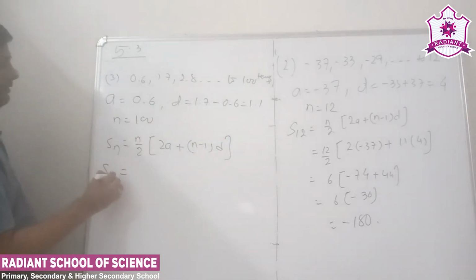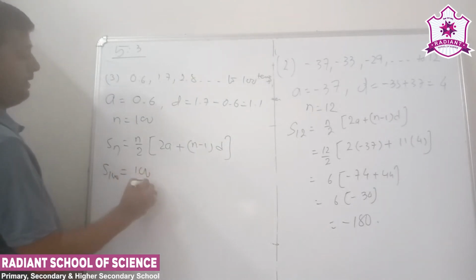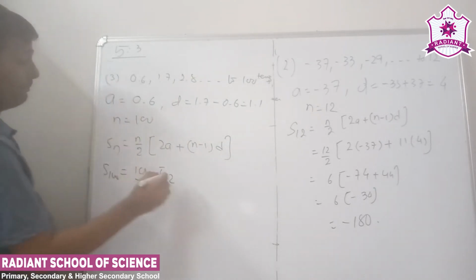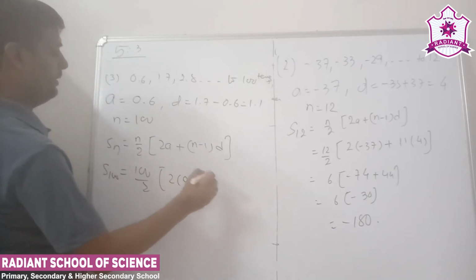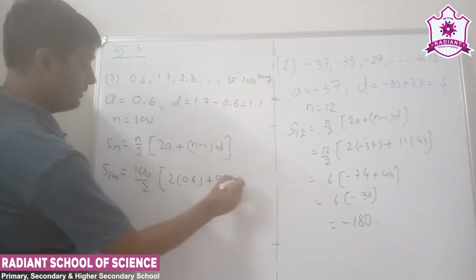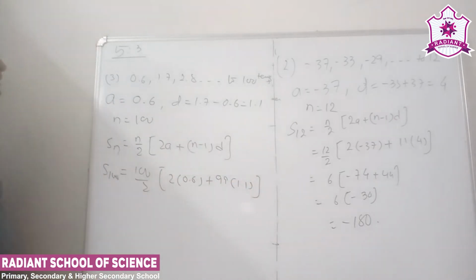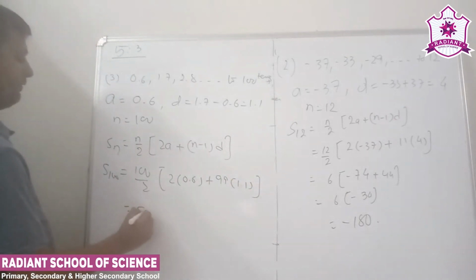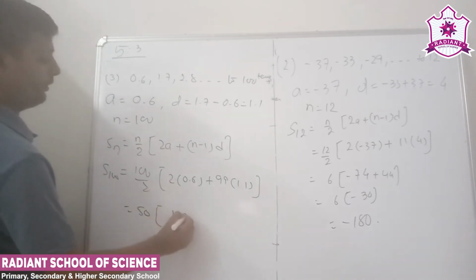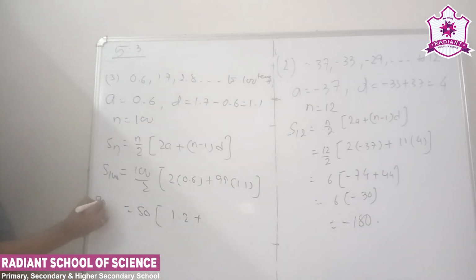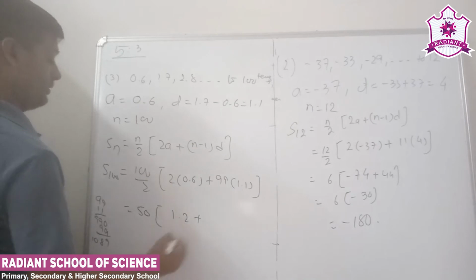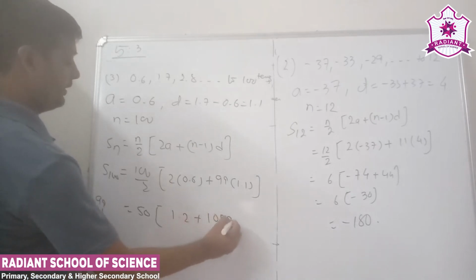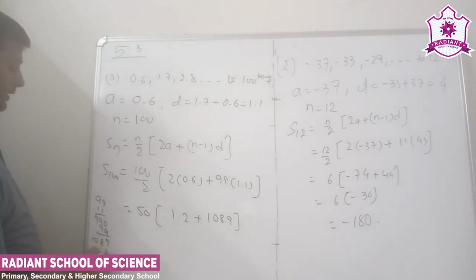So here S100 is 100 divided by 2 into 2a, where a is 0.6, so 2 into 0.6 is 1.2, plus 99 into d, which is positive 1.1. We cut it, 50 comes. Now 1.2 plus here 99 times 1.1: 9, 18, 1 carry forward, 1089, and the decimal point. So it is 108.9, plus 1.2.